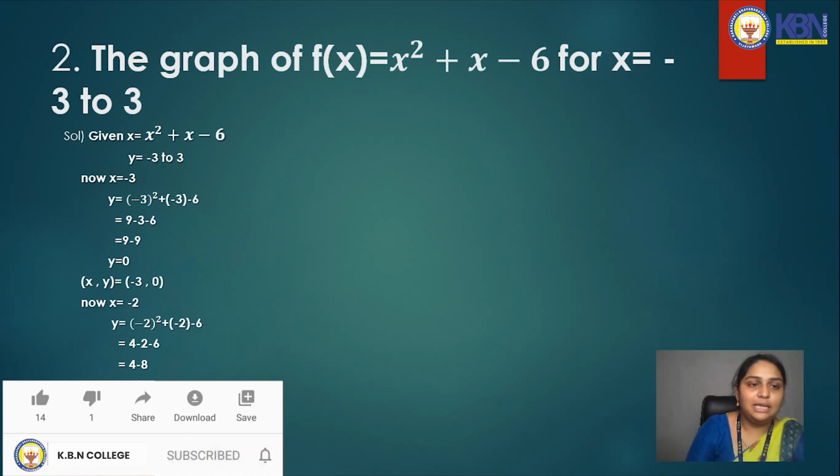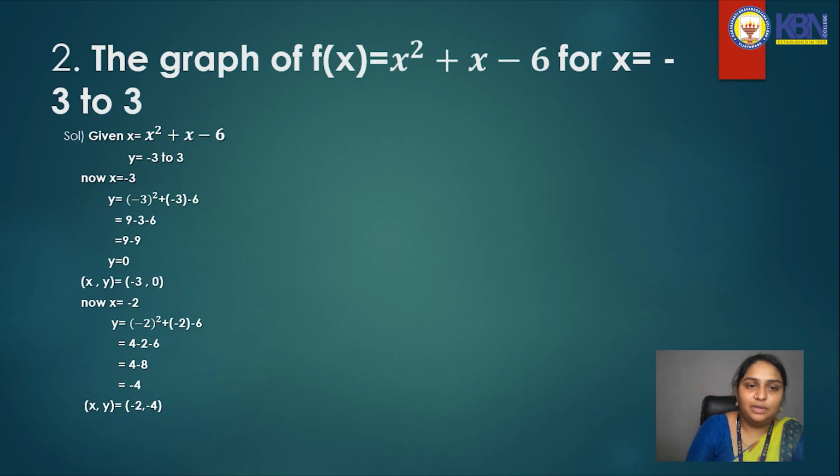First value is x is equal to minus 3. The given function is x square plus x minus 6. Now substitute the value minus 3. Then we get the equation (minus 3) whole square plus (minus 3) minus 6. (Minus 3) whole square results 9. Then 9 minus 3 minus 6, which gives the result 9 minus 9, which is equal to 0.